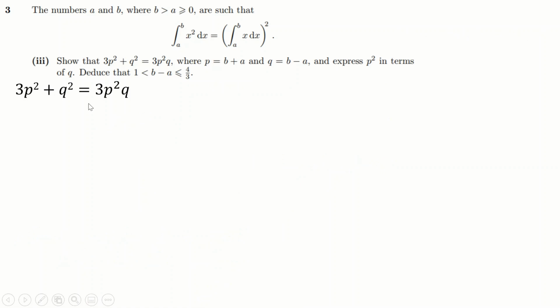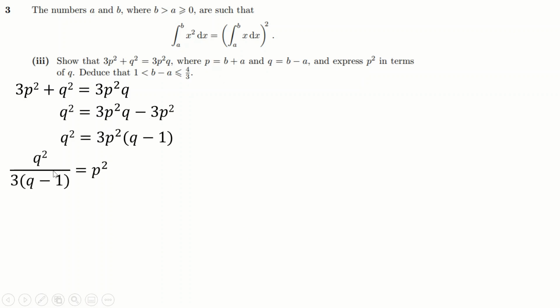Okay. Express p squared in terms of q. Well, this feels rather GCSE-like. Let's just move that thing over, factorize out the p squared, divide by 3q minus 1 or whatever. That's fine. We can do that. Deduce that this is true. Now, notice how b minus a is q. So actually, I'm being asked to show this, really.